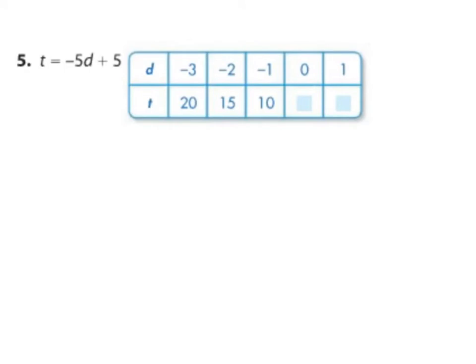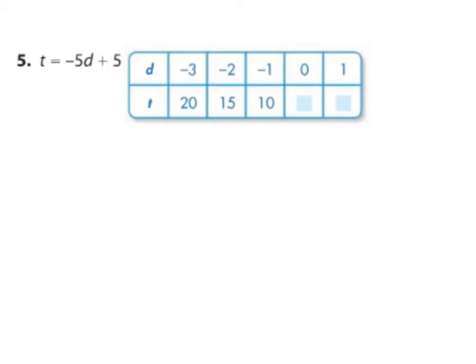Alright, please write the equation, and please also complete this table. We're going to move on in 3, 2, 1. Alright, so for the first one, using this pattern, we want to find out what t will be if d is 0.